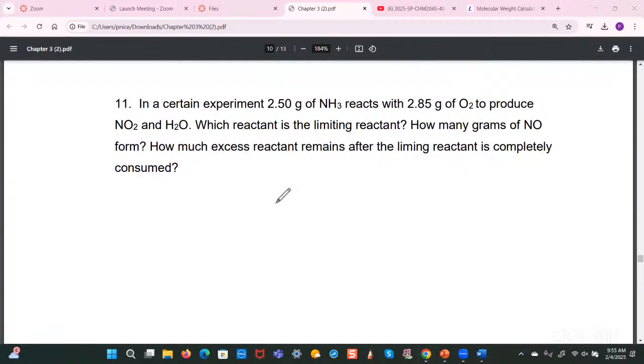Okay, so the question says, in a certain experiment, 2.5 grams of ammonia react with 2.85 grams of oxygen to produce NO2 and H2O. And there's a series of questions we ask: which reactant is limiting, how many grams of NO2 are formed, and how much excess reactant remains after the limiting reactant is completely consumed. Oh, that should be NO2, so please make a note of that. Error or typo, this should be 2 here, right?